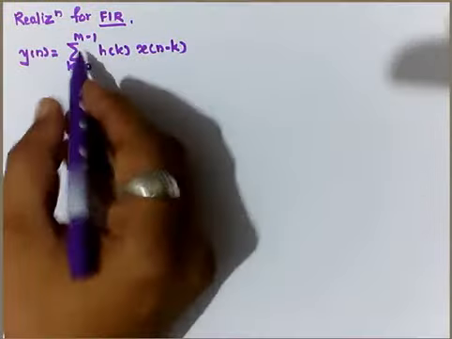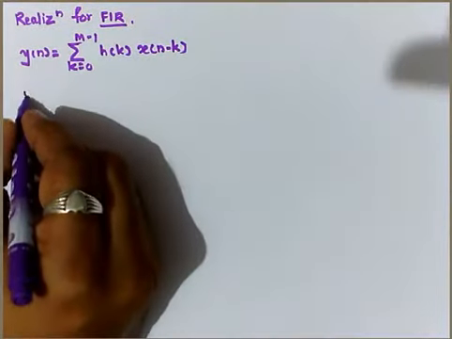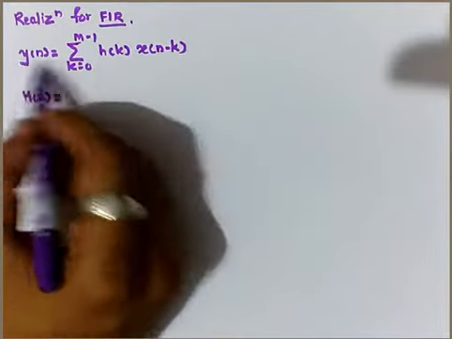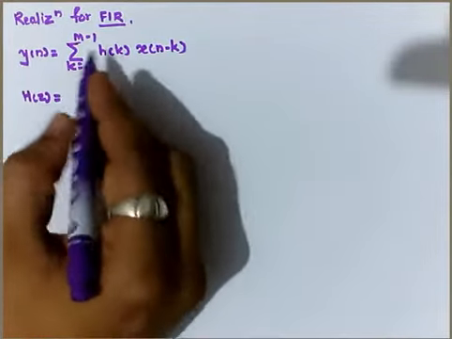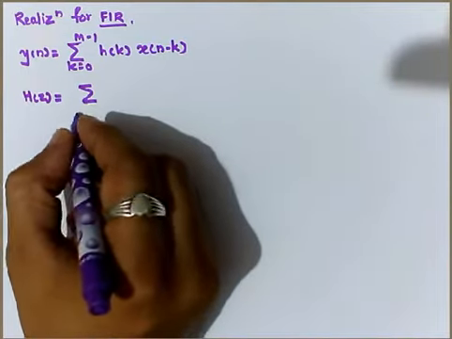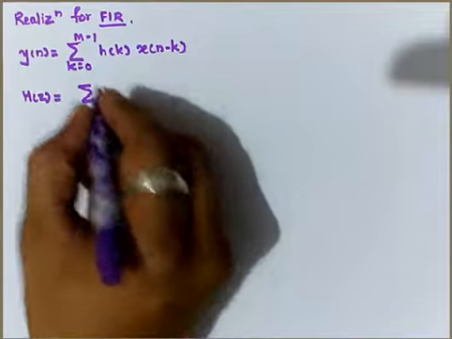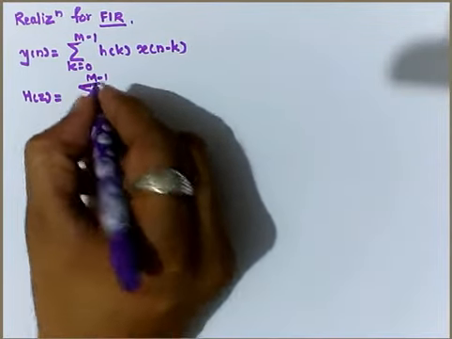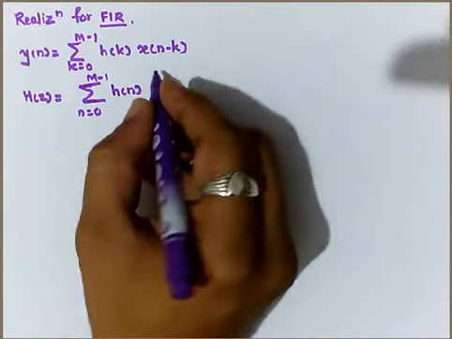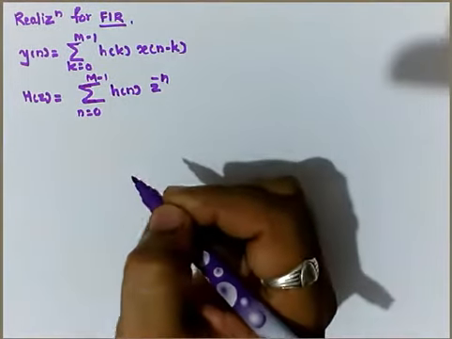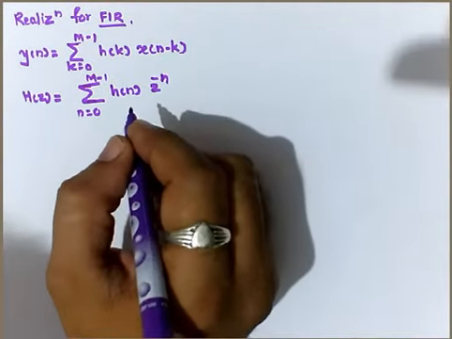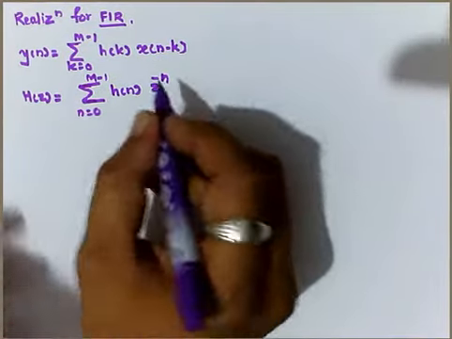After solving this, it looks like the system function or the transfer function, that is H of z. By taking the z transform and readjusting the terms, H of z is the summation, n equal to 0 to m minus 1, of h of n into z raised to minus n. So this is nothing but the system function, or rather the transfer function, of the FIR filter, which we have written here.